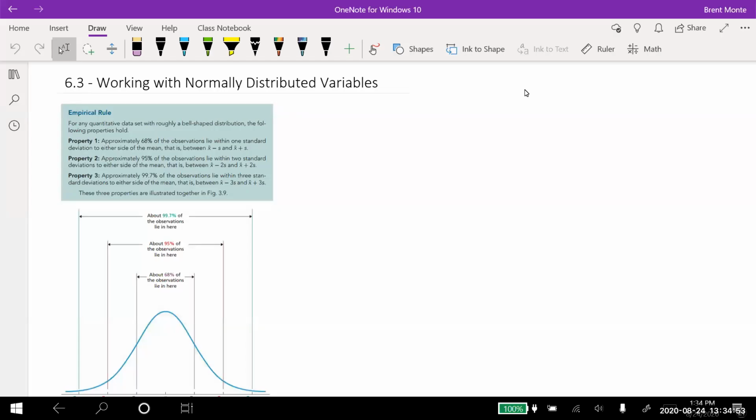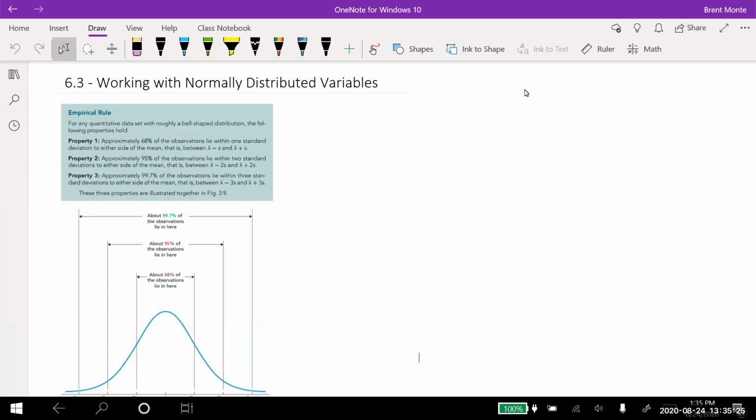Everyone, welcome to 6.3. Today we're doing 6.3 and 6.4. 6.3 is working with normally distributed variables. So what I've done in this section, they've got this empirical rule and the picture. This is the exact same picture that we saw in chapter 3. And as you can see at the bottom of this box, it says these properties are illustrated together in figure 3.9, meaning it came from chapter 3. So I'm just showing you that, hey, we've seen this in chapter 3. We're seeing it again in chapter 6.